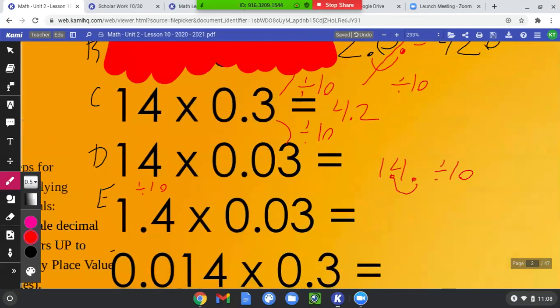So let's look at this though. Let's see what we would do. So 3/10 to 3 hundredths, we divided by 10. So now that is going to become 42 hundredths. Well, from D to E, 3 hundredths stayed the same. That didn't decrease. But 14 decreased one place value. So our product is going to decrease one place value as well, becoming 42 thousandths.